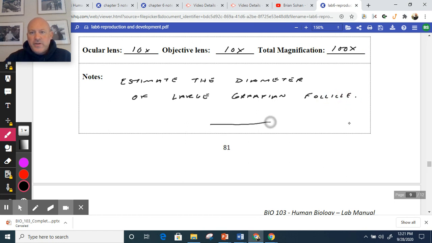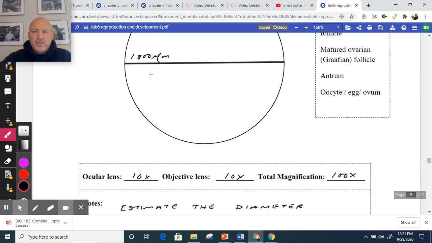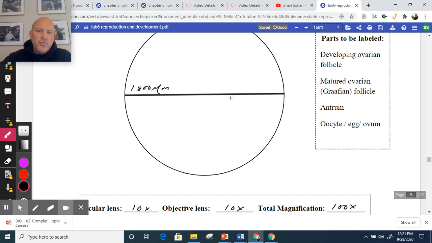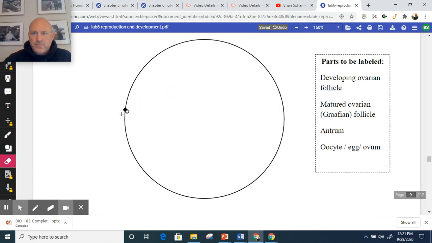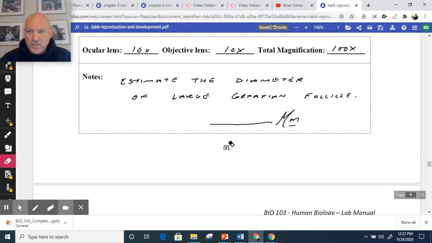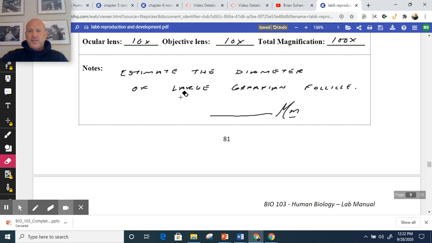All right, again, your answer is always going to be in proper units, which is micrometers, just like the field diameter is in micrometers. So do not include this in your drawings. This is just to show you. I don't want to see that in there. I just want to see your drawings and this in your notes. All right, and that's about it.